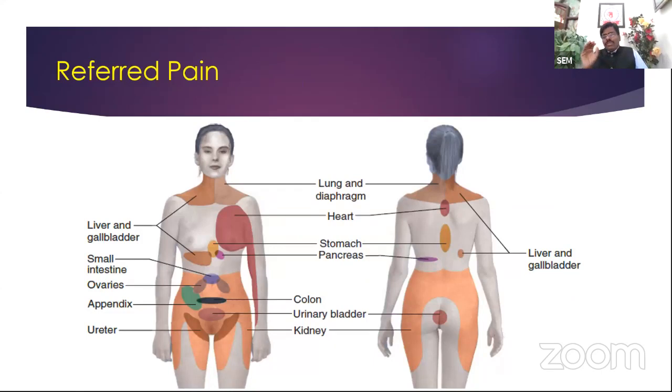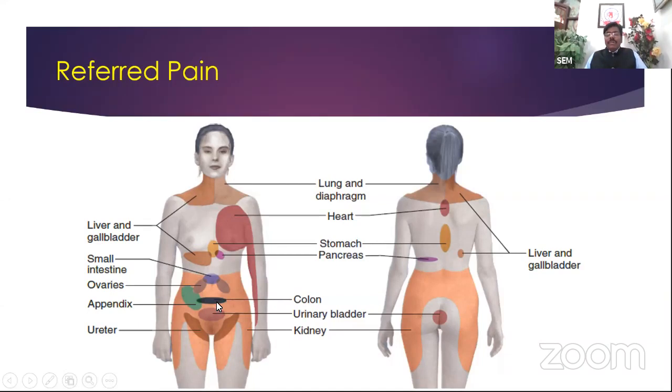This picture is worth revisiting a few months down the line, to give you an idea of the various types of referred pain. As a resident, you should understand. The typical one, for example, cardiac pain, and how it radiates. If you have a patient with gallbladder pain, sometimes you can have pain over the shoulders also.